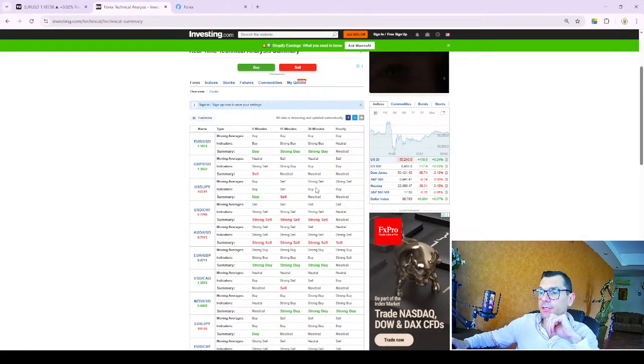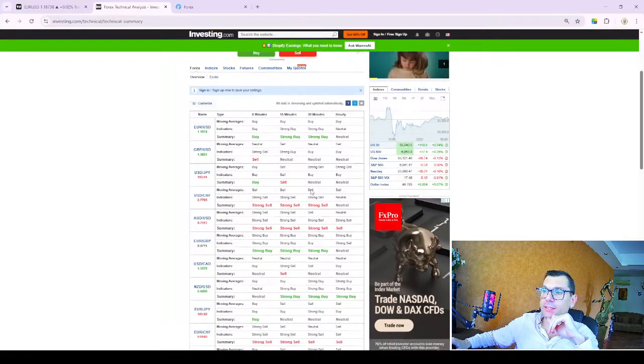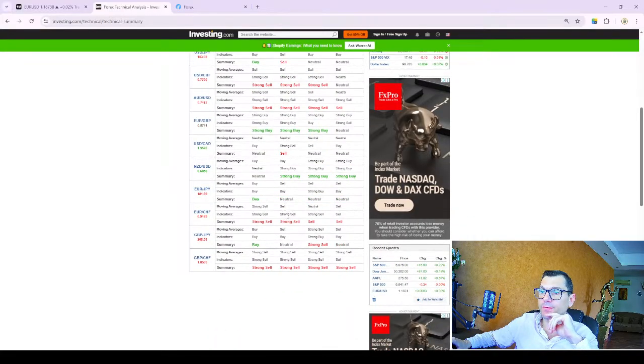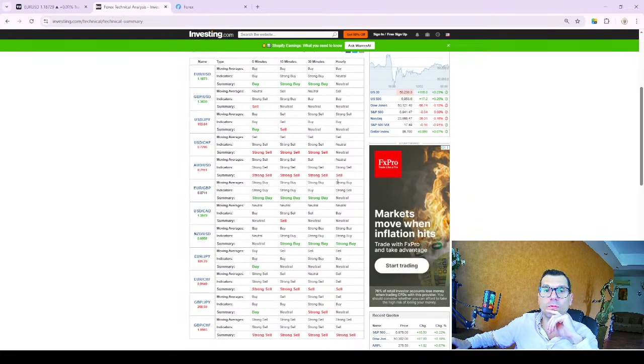Now, to trade these signals is pretty easy. I call this a 4 aces strategy. In order for you to take advantage of these signals, you need to find something that has 4 strong buy or 4 strong sell on all 4 time frames.